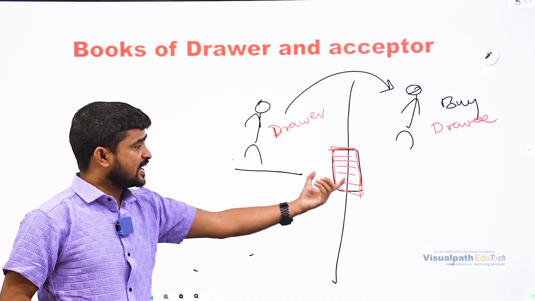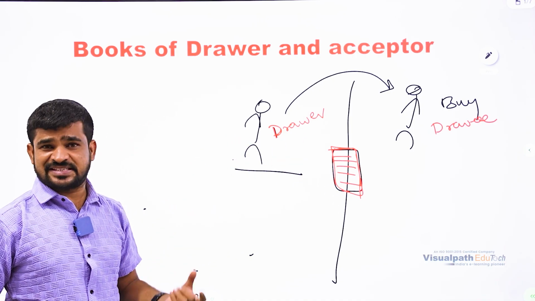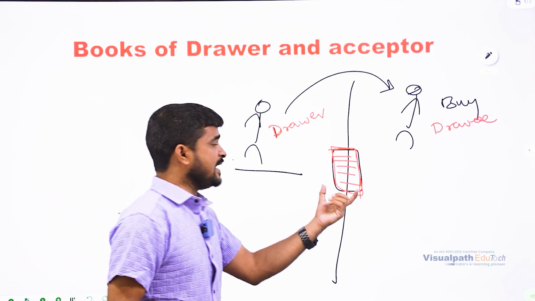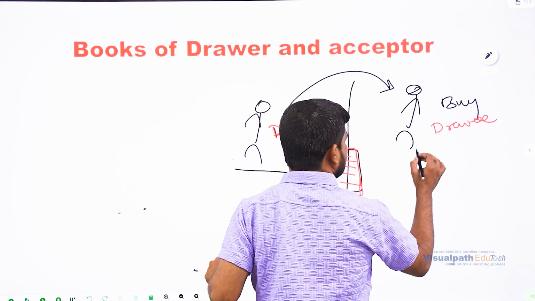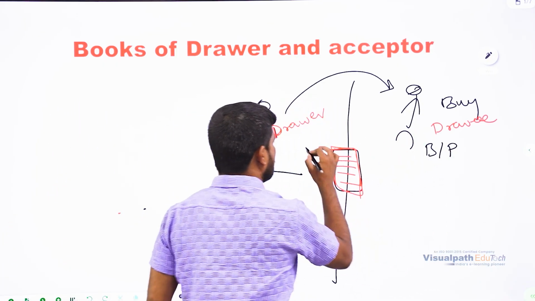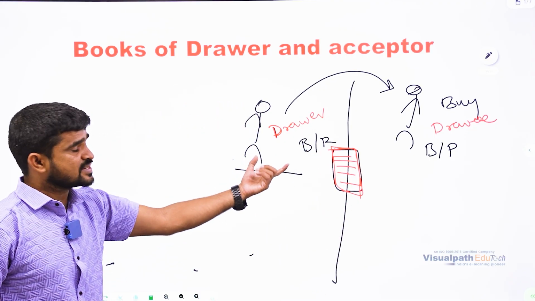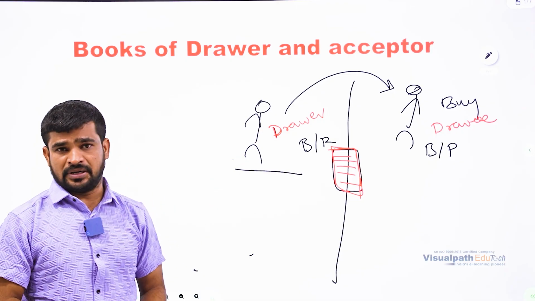According to the drawer, this document is the bills receivable because it indicates the amount is receivable. And the same document, according to the drawee, will be called bills payable. It means the bill of exchange will be indicated as bills receivable and bills payable.